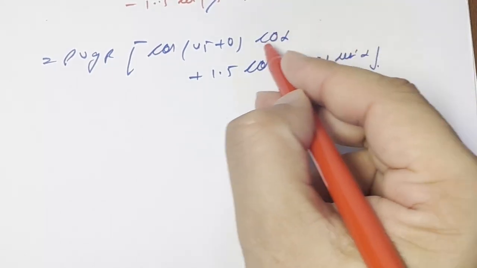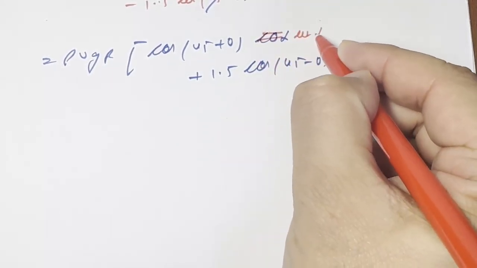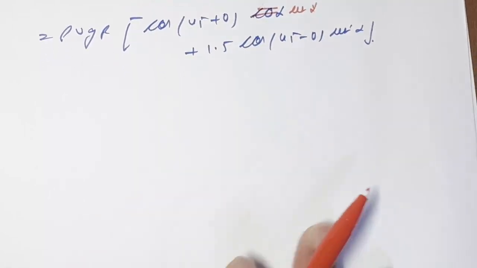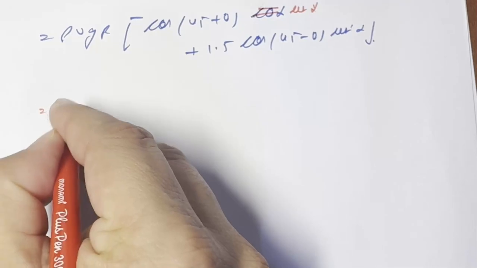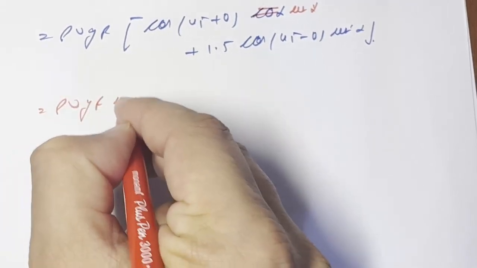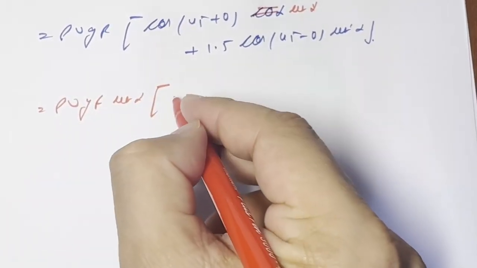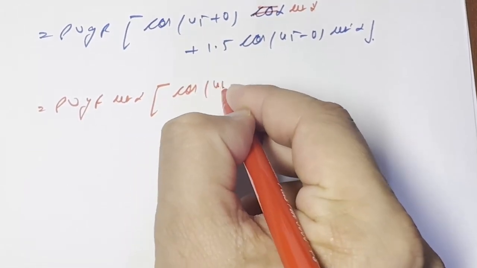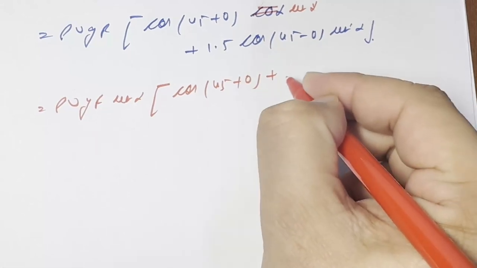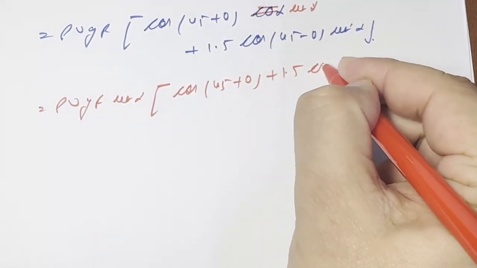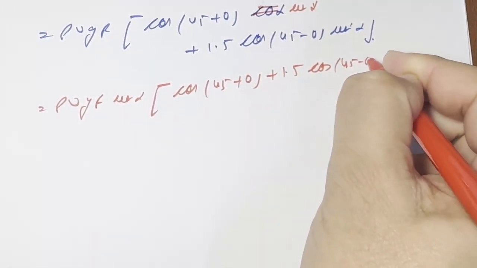So here it is sine of alpha, not cos of alpha. Sine of alpha we can take common. We are left with rho v g r sine of alpha, and we have here cos of 45 plus theta plus 1.5 cos of 45 minus theta.